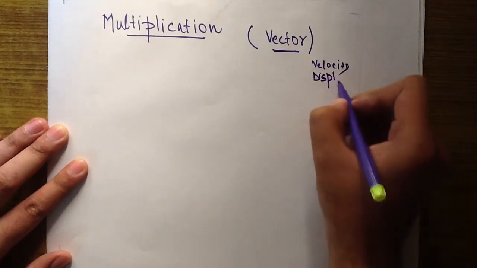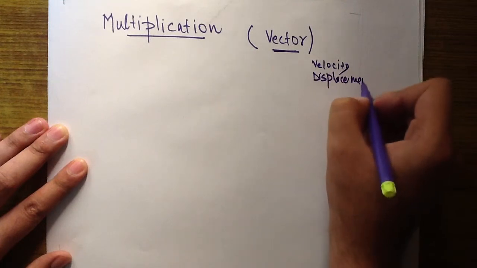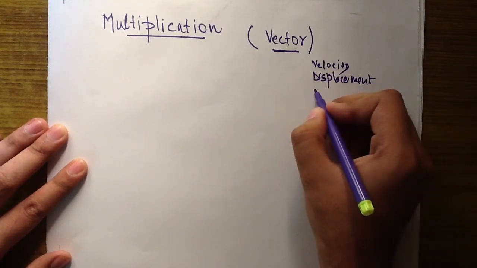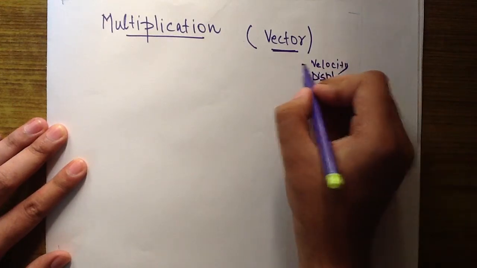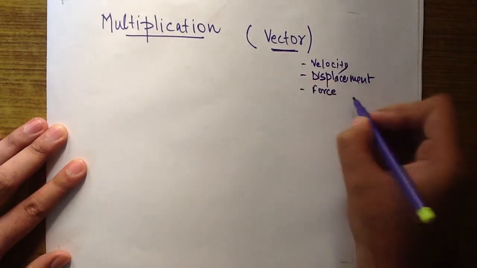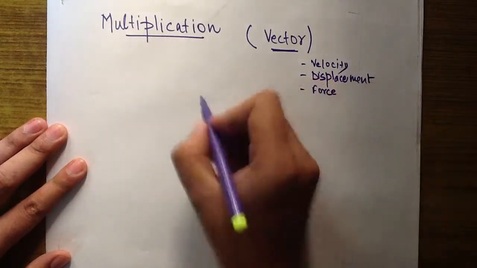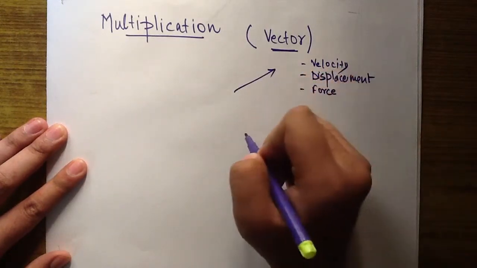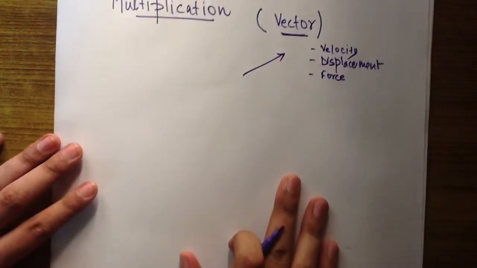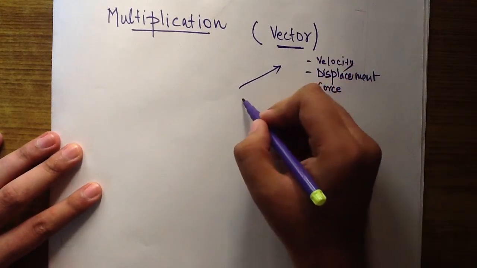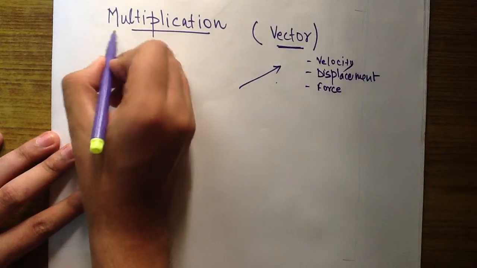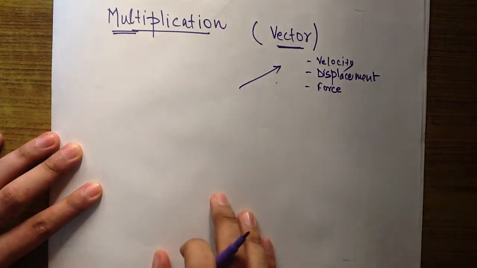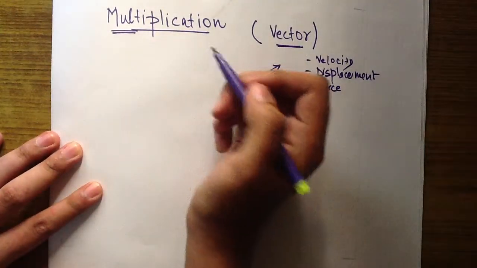displacement, right? Even something like force, right? It needs to have a magnitude as well as a direction, and we represent it by an arrow. Alright, so this was a vector, and basically now we'll talk about a certain operation. The operation that we'll discuss in this video would be about vector multiplication.